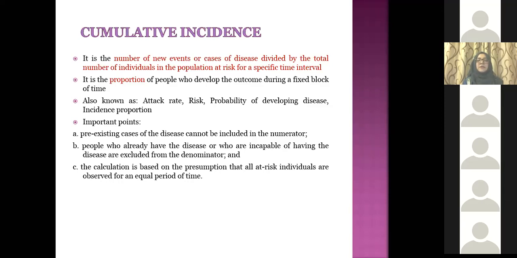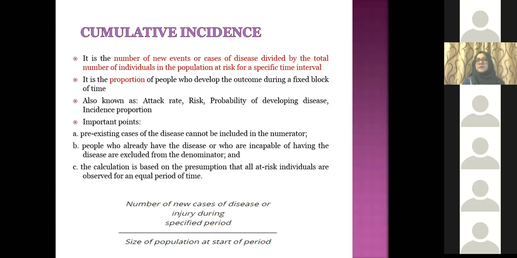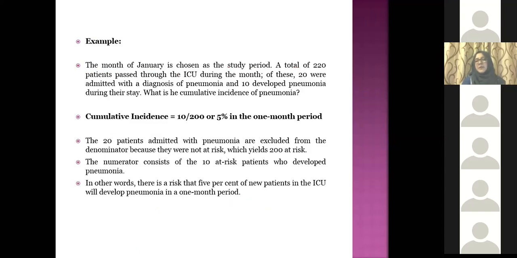The calculation is based on the presumption that all at-risk individuals are observed for an equal period of time. So these are the 3 points that you have to keep in mind when you're studying incidence or solving any problem related to incidence. The formula is the number of new cases of disease or injuries during a specified period of time, divided by the population at risk, or the size of the population at the start of the period. So you have to make sure that you are taking the population at risk for the denominator.